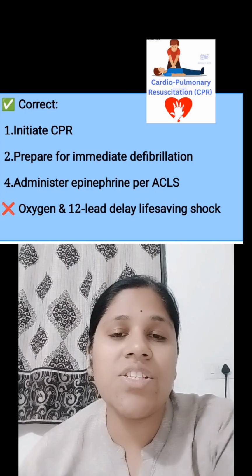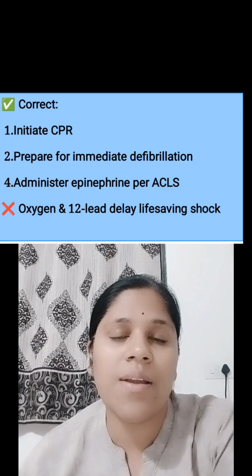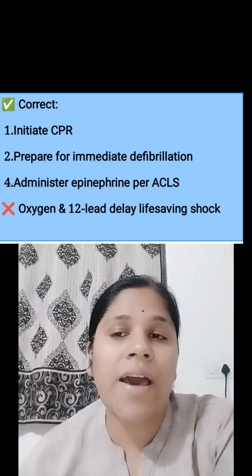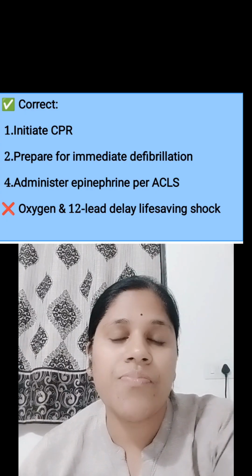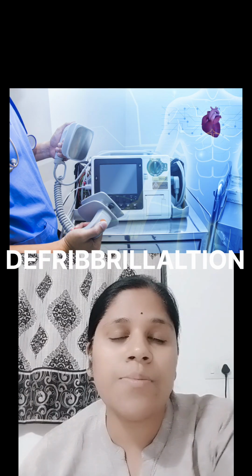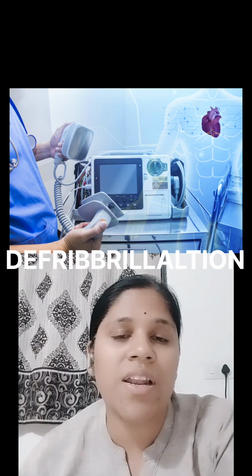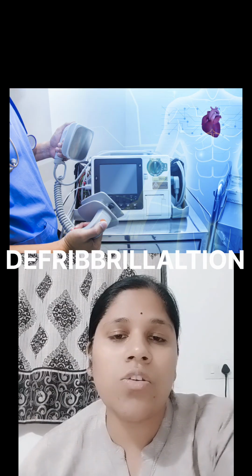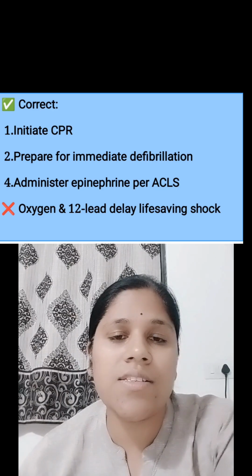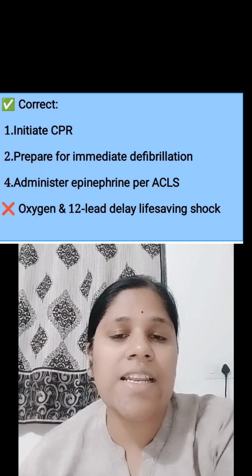Initiate CPR, it is correct. As I said, there is no effective cardiac output being produced, so we should initiate CPR immediately and prepare for immediate defibrillation. As there is no effective cardiac output, we need to start CPR along with immediate defibrillation. Administration of epinephrine, that is adrenaline, is also most important as per the ACLS guidelines.